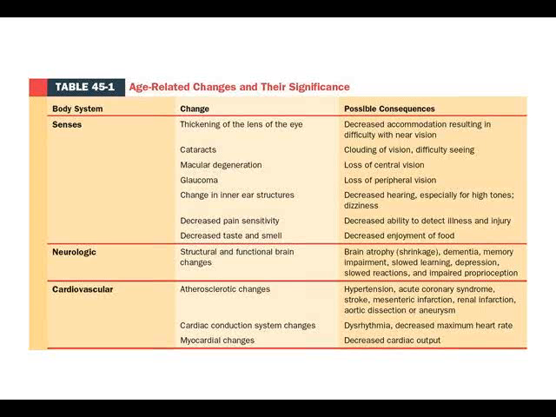Macular degeneration. The macula is on the back of your eye, and it's directly related to your optic nerve, so you lose some of your central vision. Glaucoma, where you start to lose some of your peripheral vision, is a buildup of excess pressure within the eyeball. Changes within the inner ear structure cause decreased hearing, especially at high tones, and dizziness. Changes in your pain sensitivity. They may not feel the injuries quite as much.